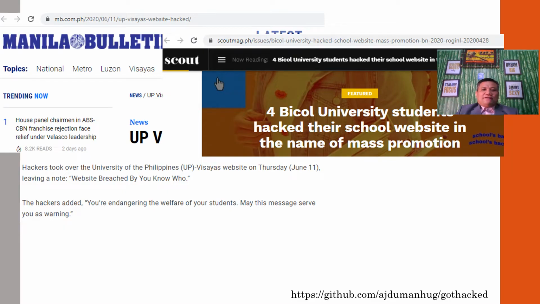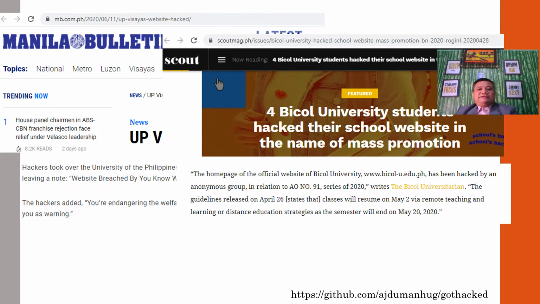The homepage of the official website of Bicol University has been hacked by an anonymous group in relation to AO number 91, series of 2020, writes the Bicol Universitarian. The guidelines released on April 26 state that classes will resume on May 2 via remote teaching and learning or distance education strategies, as the semester will end on May 20, 2020.